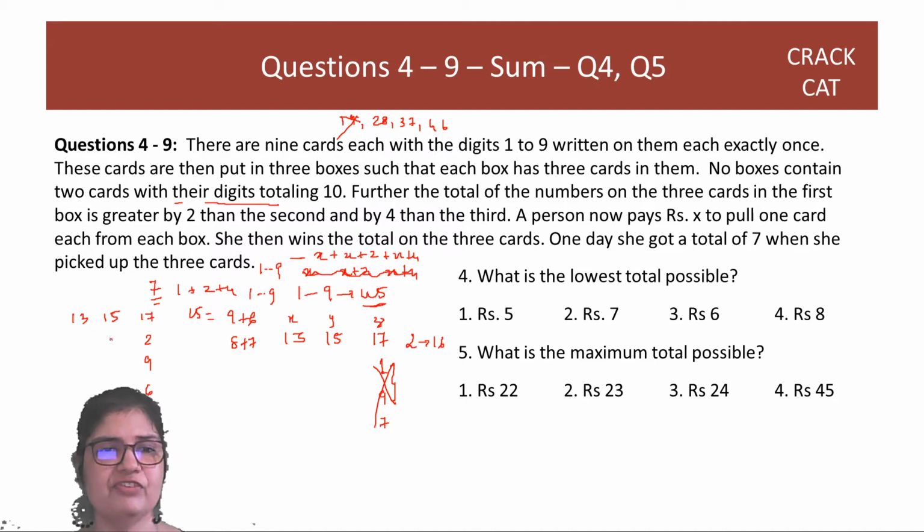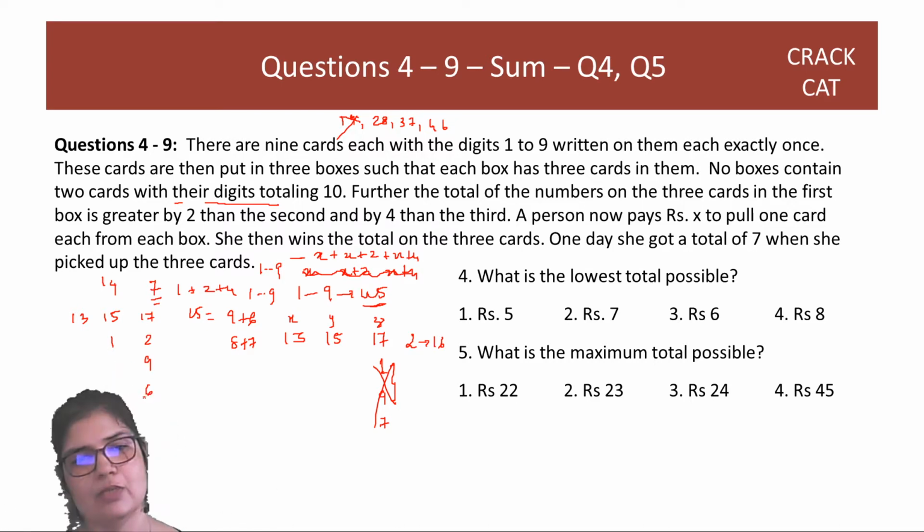Now I have put 2 in 17, so 1 and 4 are left, correct? If I put 1 in 15, the remaining 2 add up to 14. So 9 plus 5 is also not possible because 9 is here. 8 plus 6 is also not possible because 6 is here. So 1 will not come here, 1 will come here and 4 will come here.